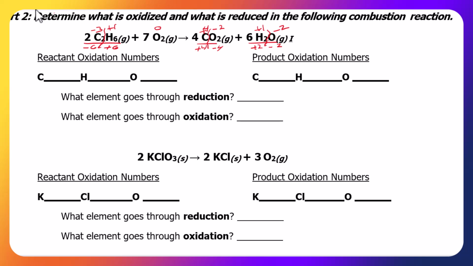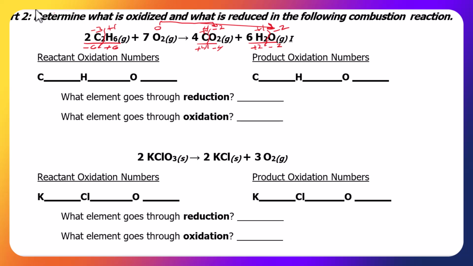All right, so all we have to do to figure out what gets oxidized and what gets reduced is start with the reactant side and go to the same element on the product side. So if I start with the electrically neutral, or 0 oxidation state, oxygen, and I go to this oxygen in carbon dioxide, it looks like it's gained 2 electrons. Not only that oxygen, but the oxygen in water has gained 2 electrons.